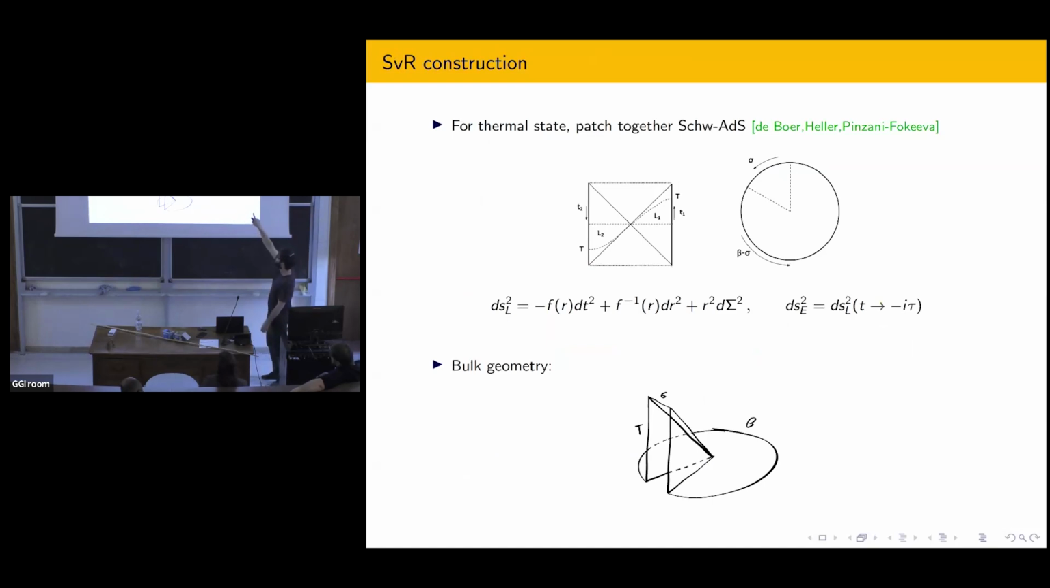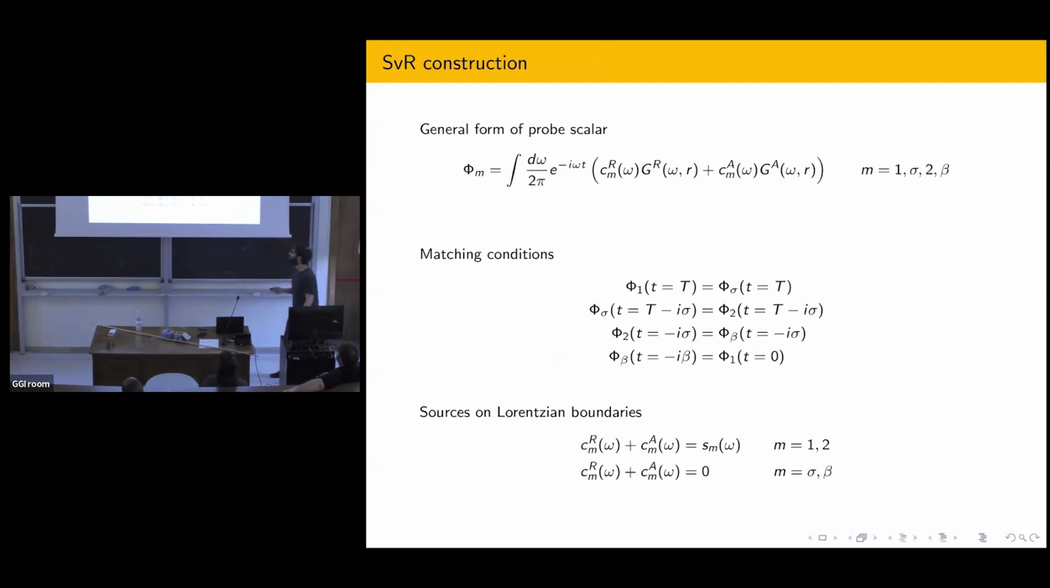So we cut open the Euclidean geometry that I showed up there, and we glue together Lorentzian pieces. Then we get a spacetime which kind of looks like that. This is very schematic, but I hope this is clear. So we have two Lorentzian pieces and Euclidean ones. Okay, and then we want to basically do holography on this spacetime.